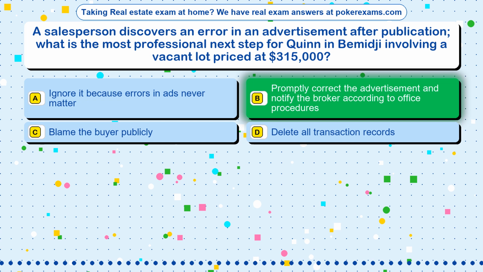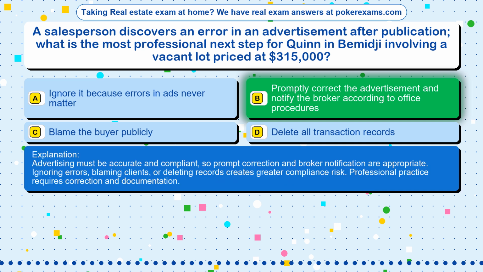The correct answer is option B, promptly correct the advertisement and notify the broker according to office procedures. Advertising must be accurate and compliant, so prompt correction and broker notification are appropriate. Ignoring errors, blaming clients, or deleting records creates greater compliance risk. Professional practice requires correction and documentation.